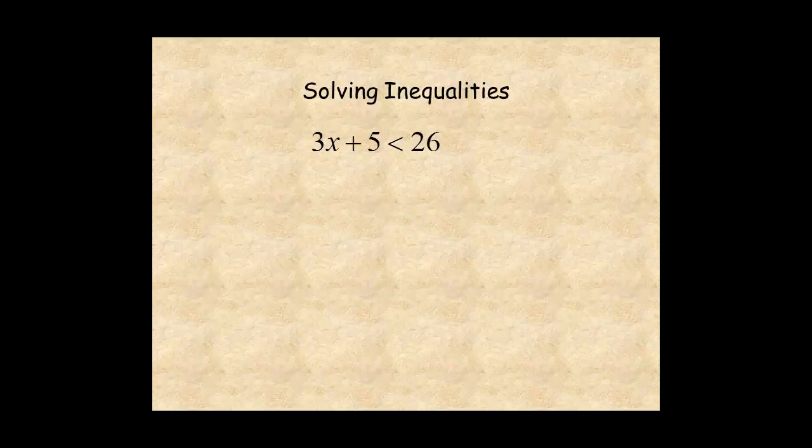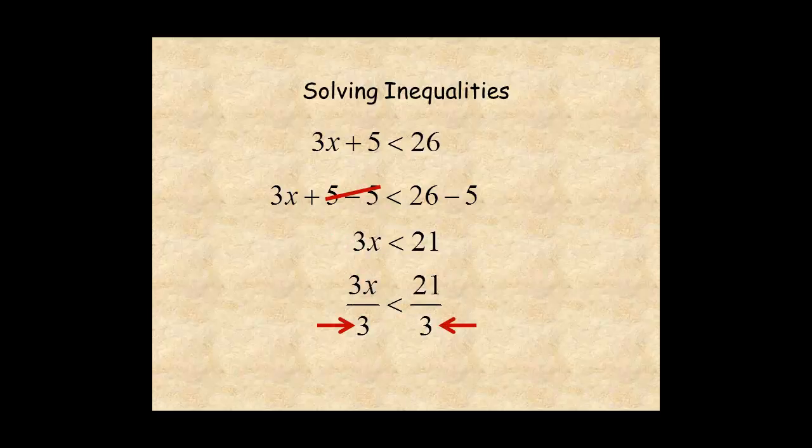The general strategy for solving an inequality is the same as with an equation. You add, subtract, multiply, and divide on both sides to isolate the variable and find a solution. In this example, begin by subtracting 5 from both sides, giving 3x less than 21. Then divide both sides by 3 for the solution x less than 7.